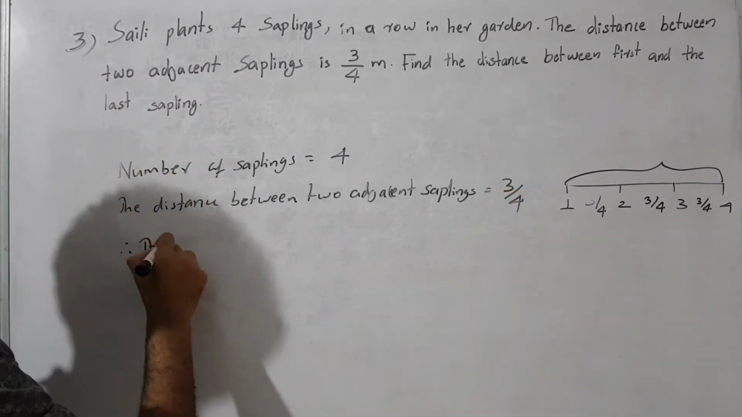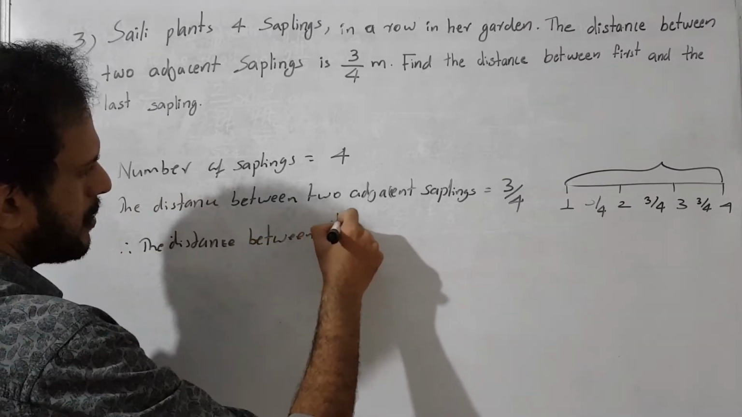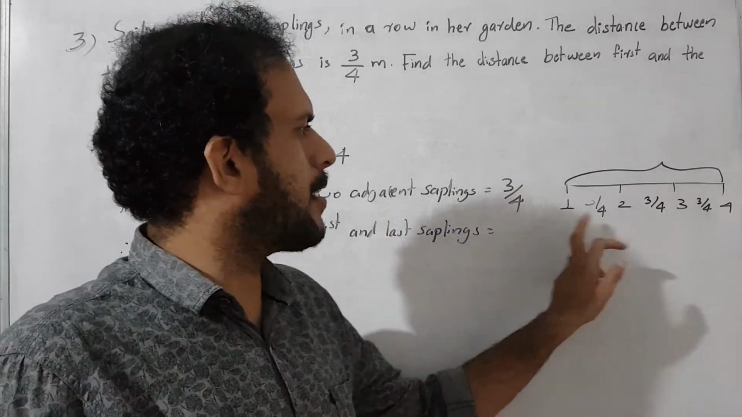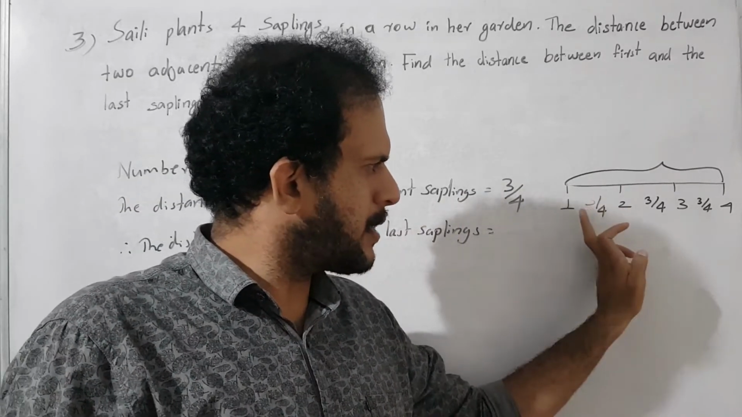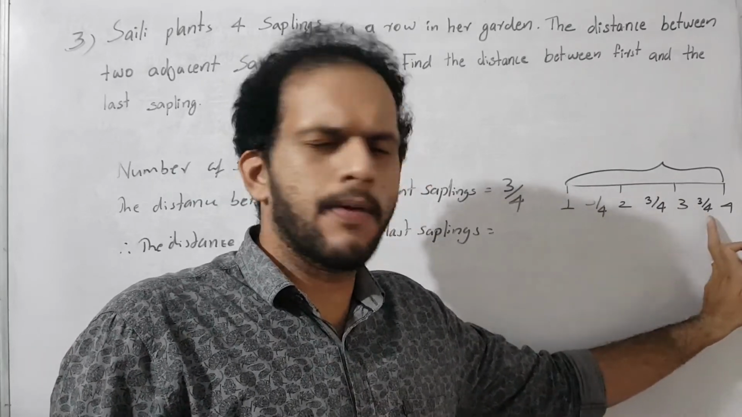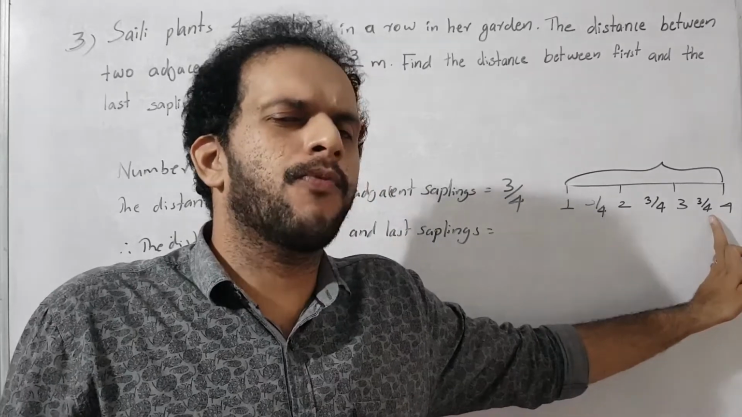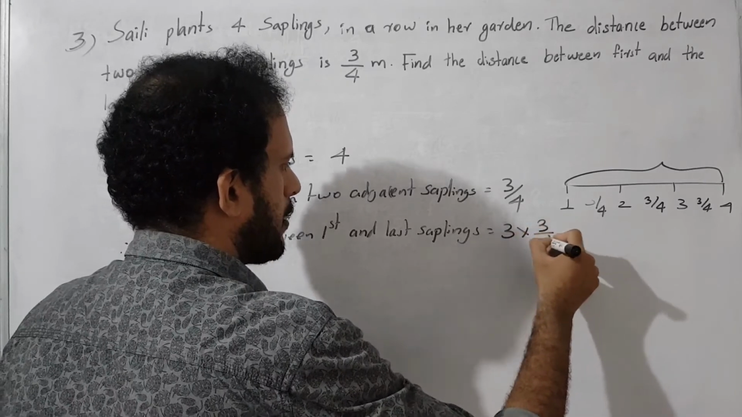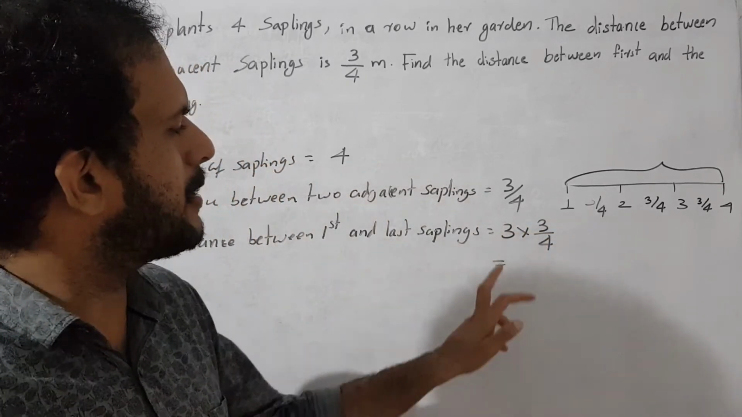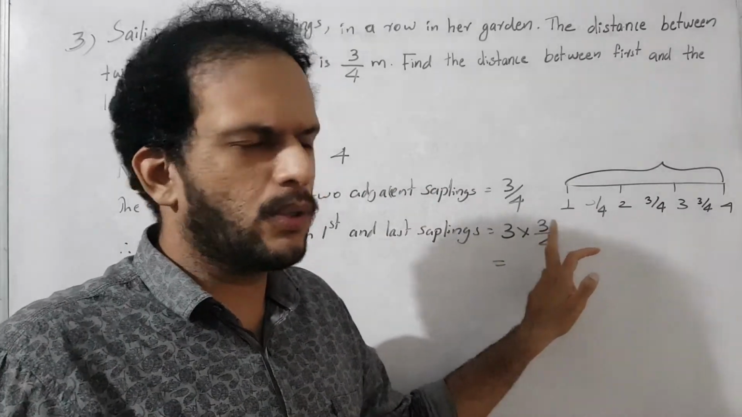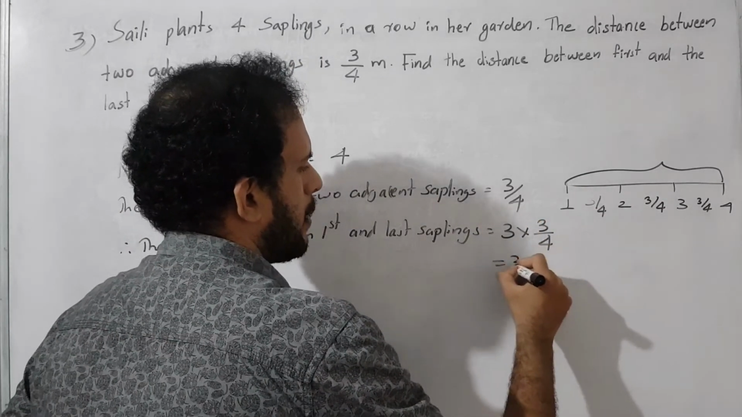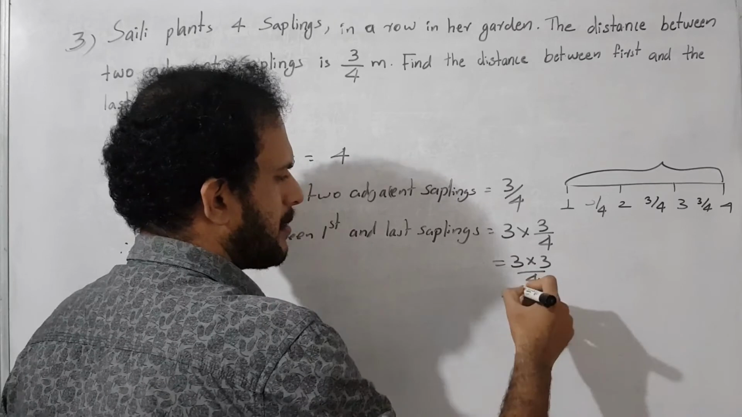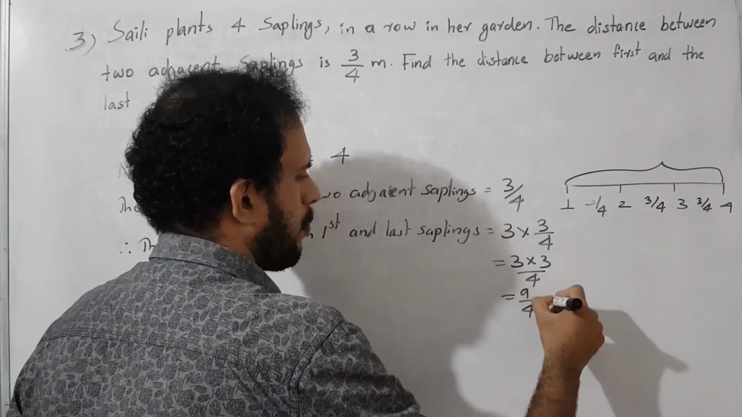Correct? Then the distance between first and last sapling is equal to, how do we find the distance between first and last sapling? One method is to add these: 3 by 4 plus 3 by 4 plus 3 by 4. Correct? This is better than adding 3 by 4 three times. That one is better: 3 into 3 by 4. Then we know how to multiply a whole number and a fraction. Whole number into numerator by denominator. Then 3 into 3 by 4 is 9 by 4 meter.